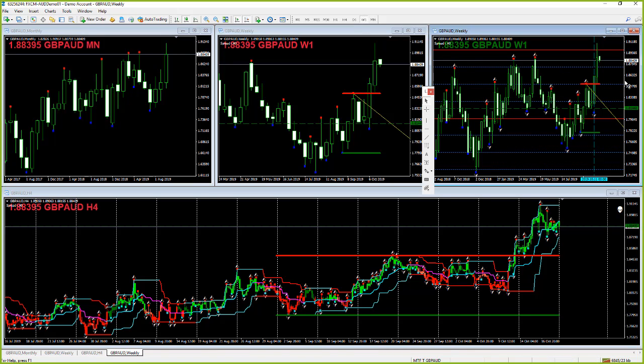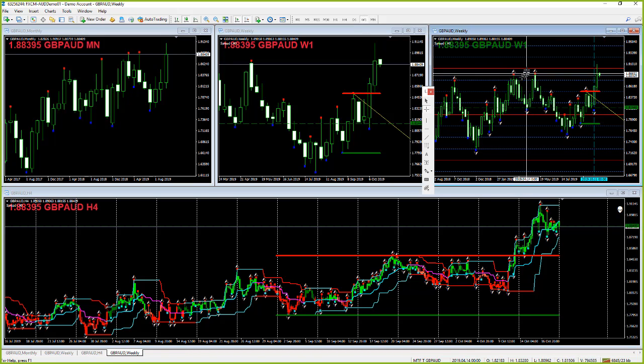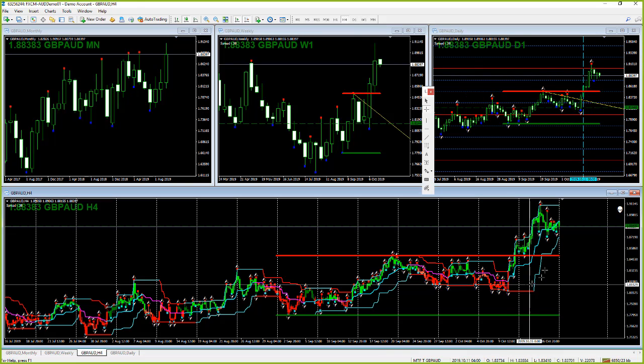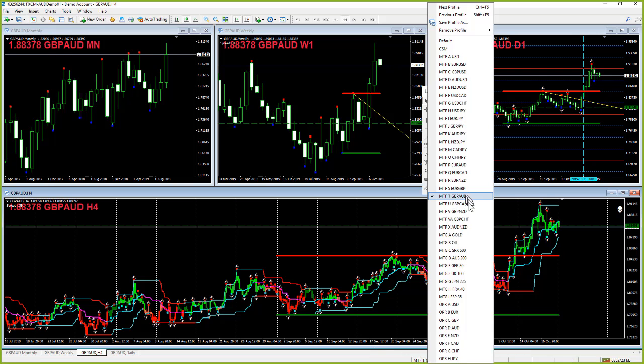Looking at the weekly, the market has now rejected from that 250 pips level. So we need to wait for a nice pullback, a nice comeback. Definitely, we need to be patient for that.